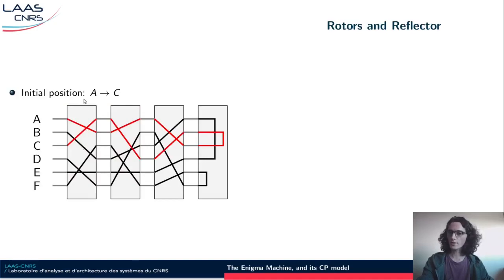As an example here, we will see a simple alphabet of 6 letters. In these pictures, what you see is first the fast rotor, the medium rotor, and the slow rotor, and the reflector in the end. You can see that if you press the letter A in the initial position of the rotors, or this part of the Enigma machine, it is encoded to the letter C.